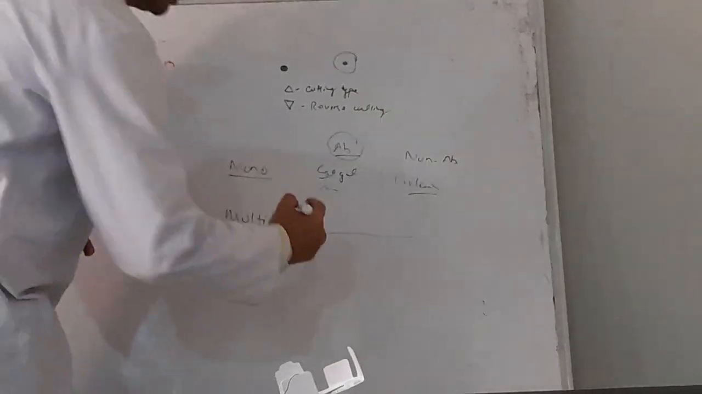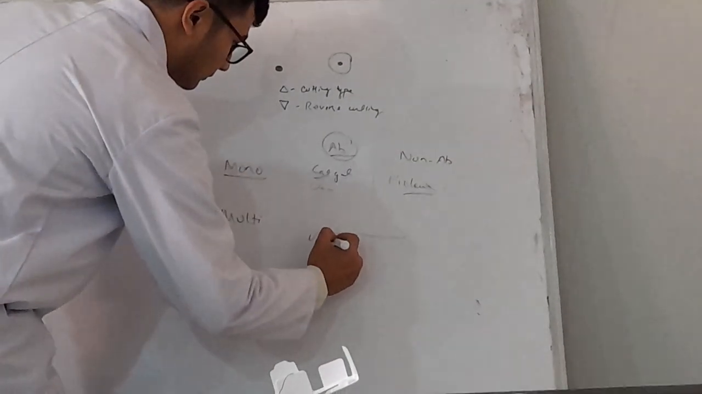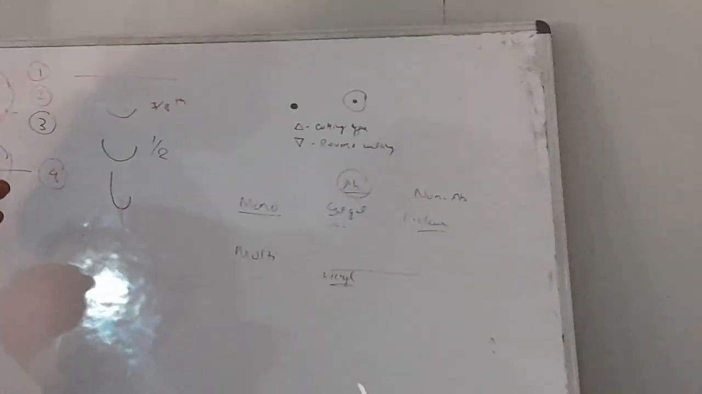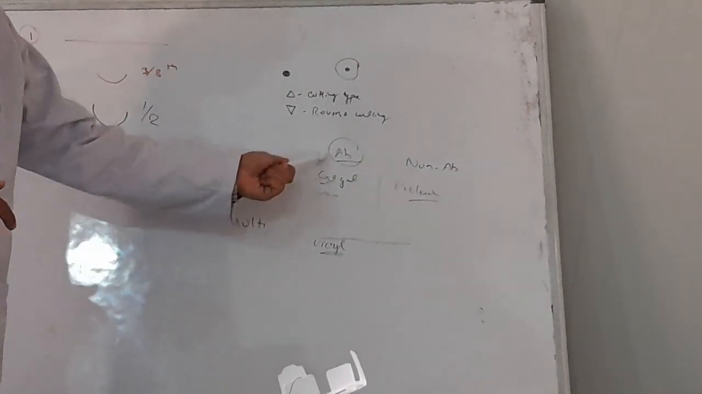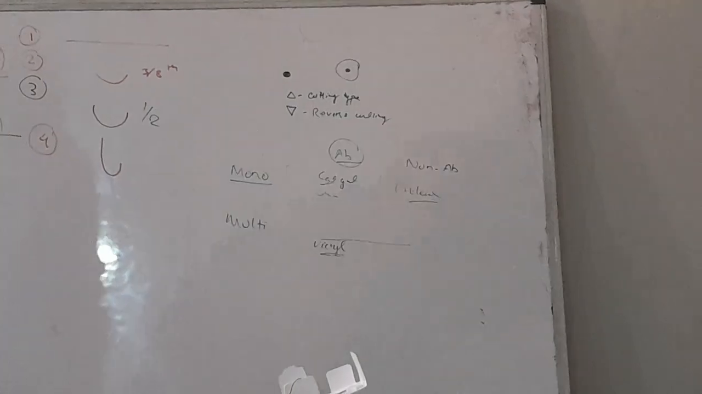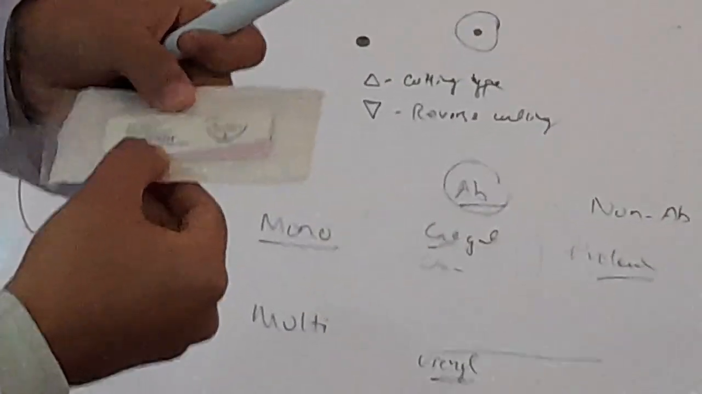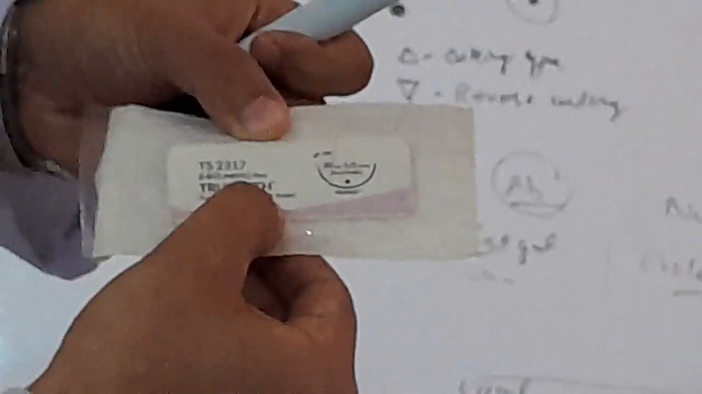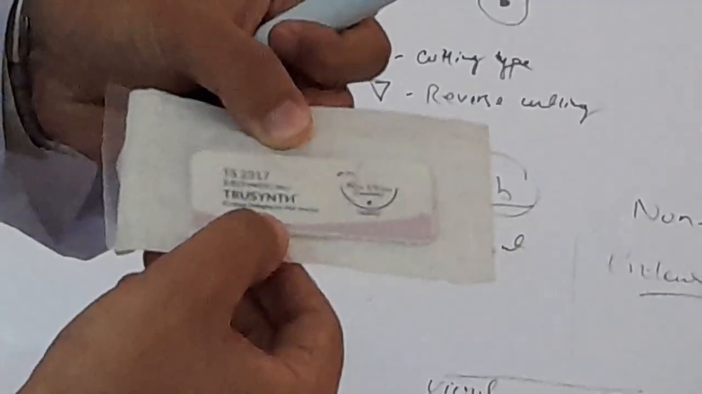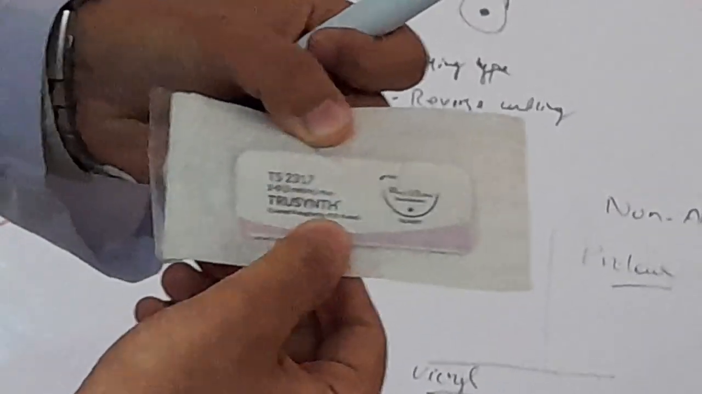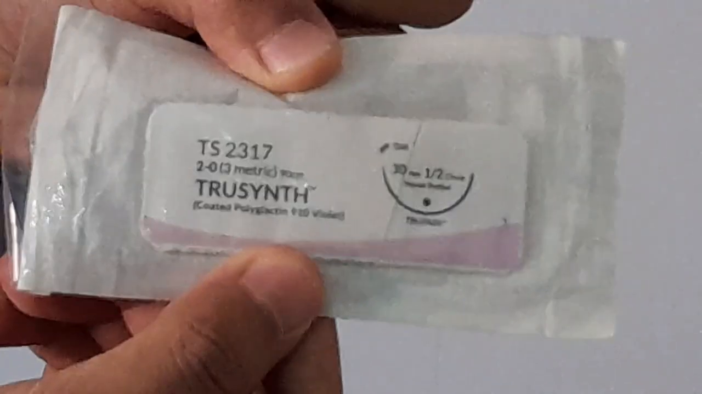One classic example of this is Vicryl sutures. Vicryl suture is one classic example of a multifilament absorbable suture. It is made from polyglactin 910, so sometimes you may find this name in your suture label. You can see here, this is Vicryl suture, commonly used in day-to-day practice.